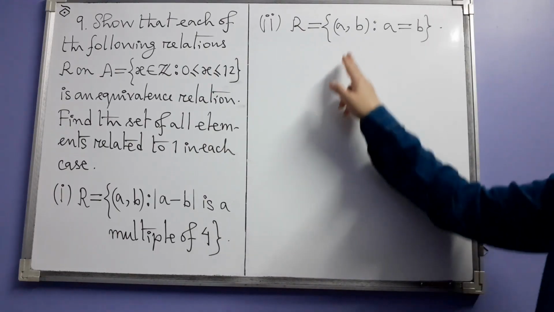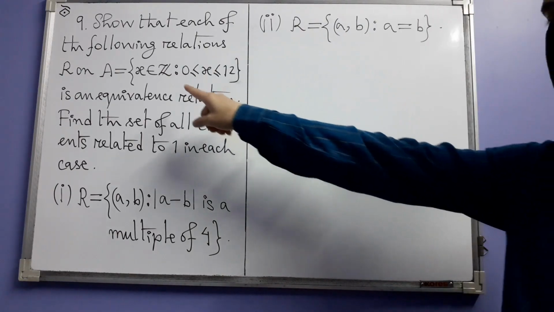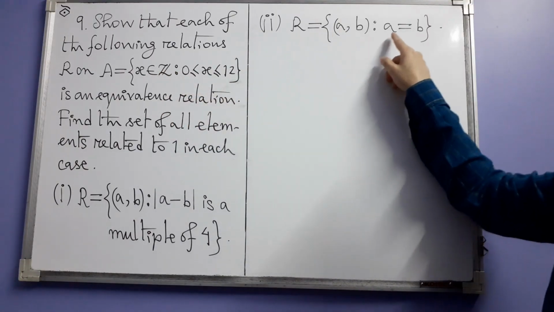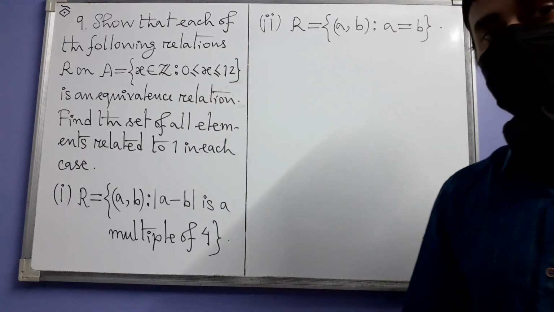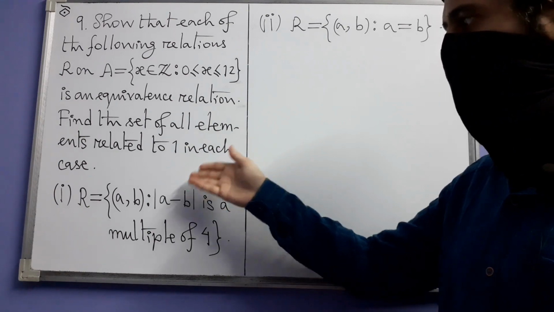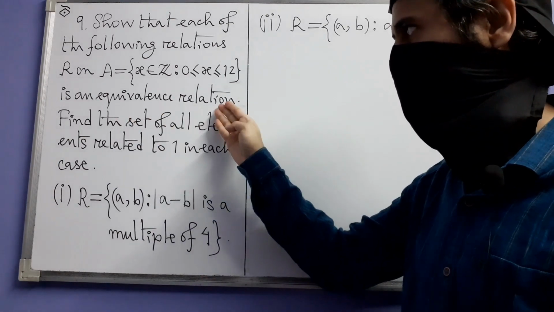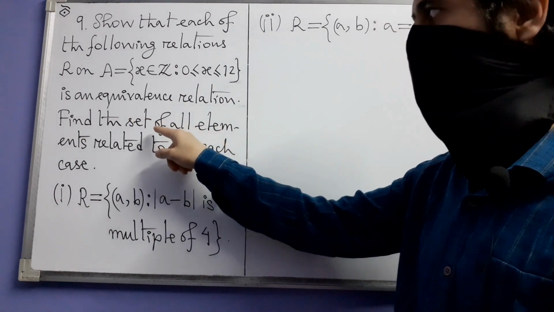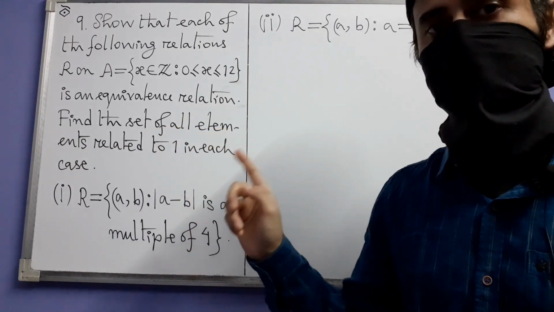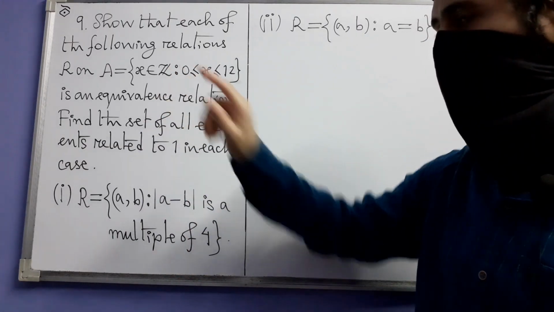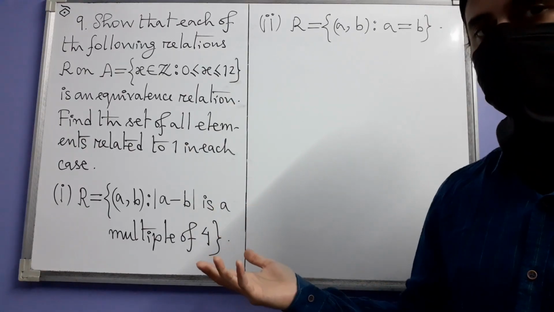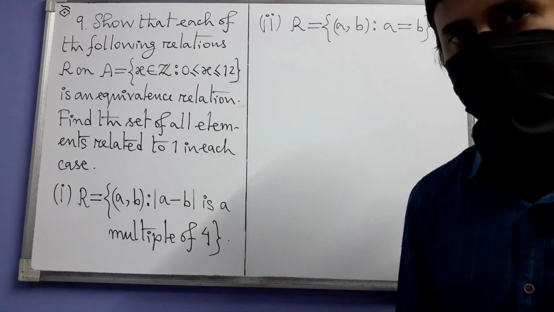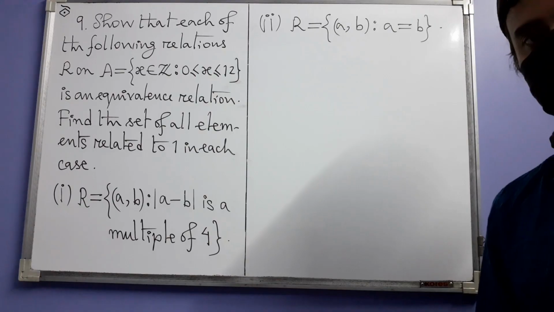And the second one consists of such ordered pairs again of elements coming from A where the coordinates are equal. We have to prove that each relation is an equivalence relation, and we also have to find the set of all elements related to the element 1 of this set. That means in each case we have to find the equivalence class of 1. So let us see the solution.